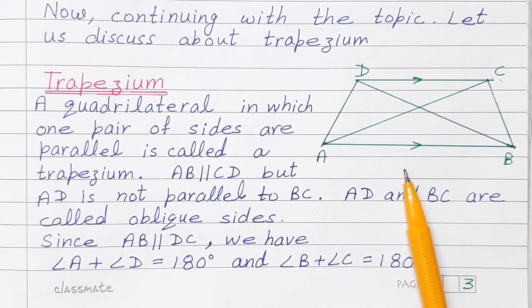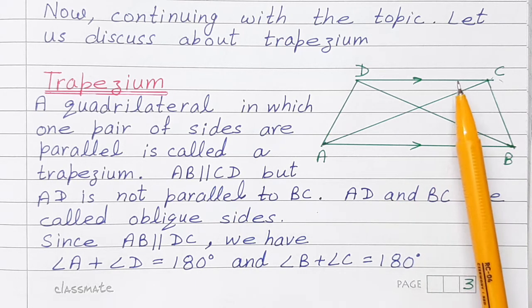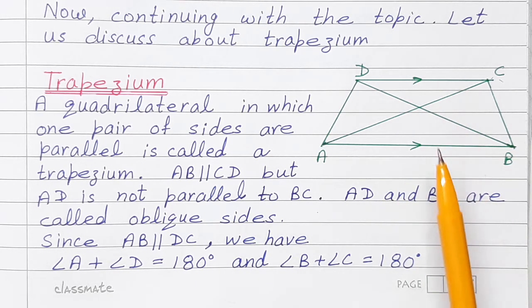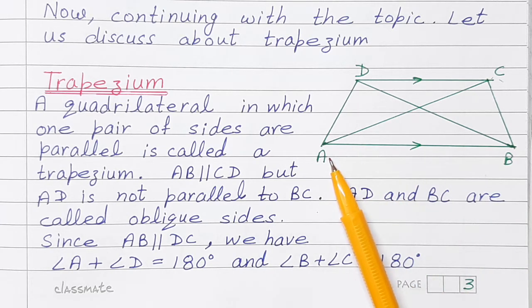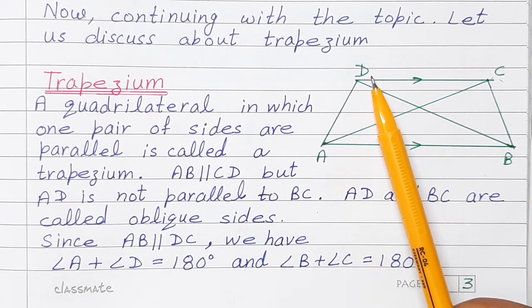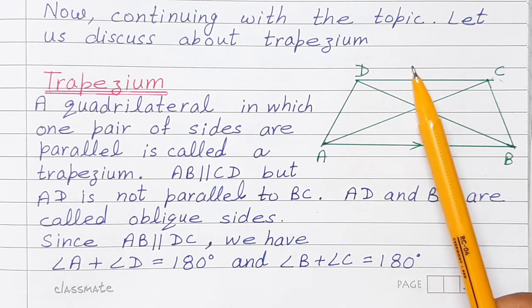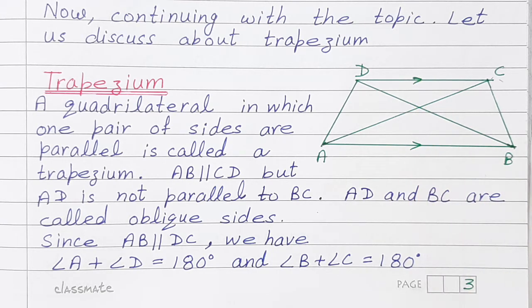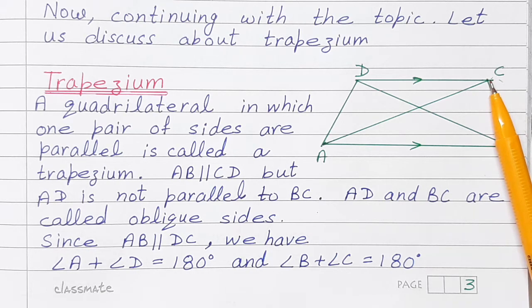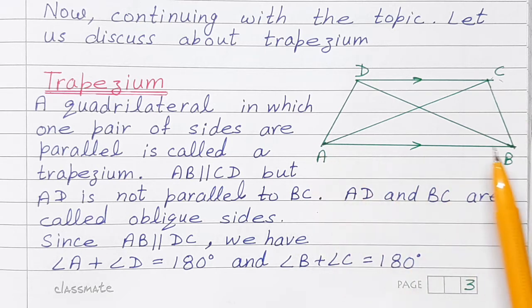In a trapezium, since AB is parallel to CD, therefore angle A plus angle D is 180 since the lines are parallel, and angle B plus angle C is also 180. Remember children, here angle A plus angle B is not 180 degrees. They may be equal in the case of an isosceles trapezium.